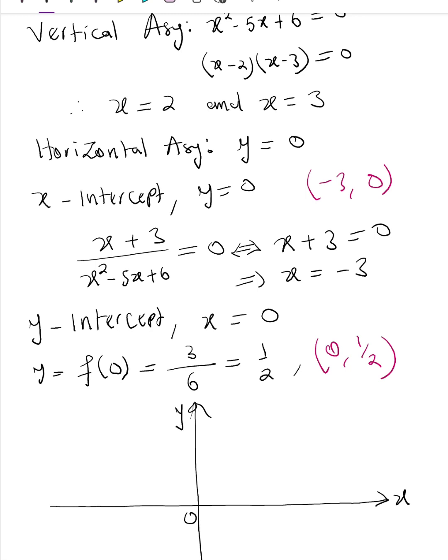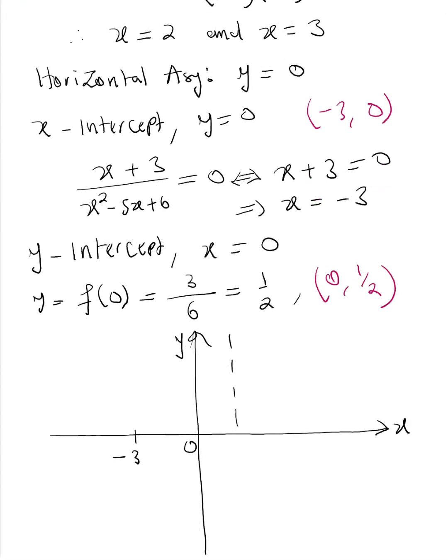Okay, I put my x-intercept, negative 3. Then let me put the asymptotes. This is the line x is equal to 2. And this is the line x is equal to 3. Okay, I also have the y-intercept, which is some point half here.